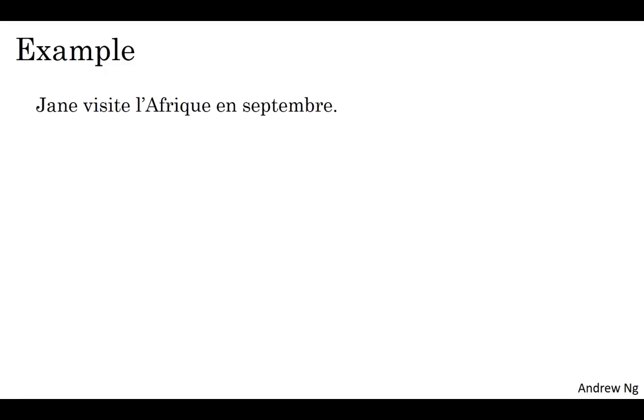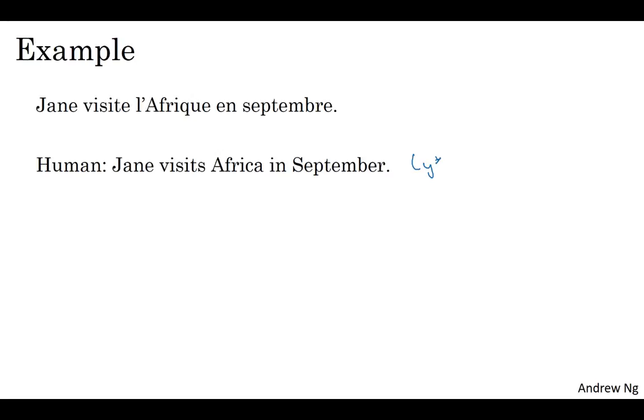Let's use this example. So let's say that in your machine translation dev set, your development set, the human provided this translation, Jane visits Africa in September, and I'm going to call this Y star. So this is a pretty good translation written by a human.